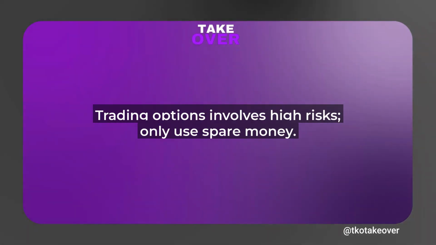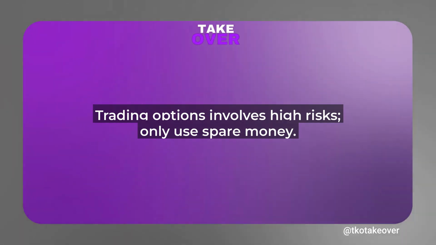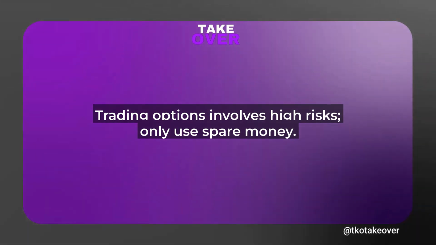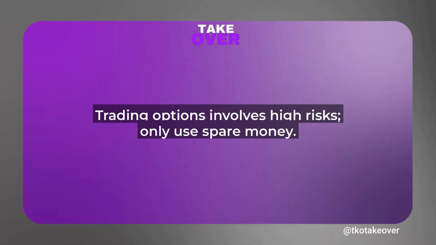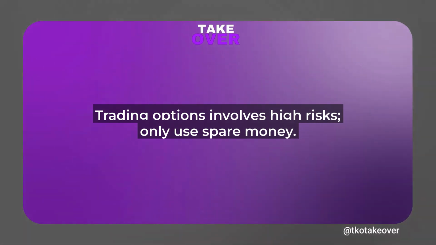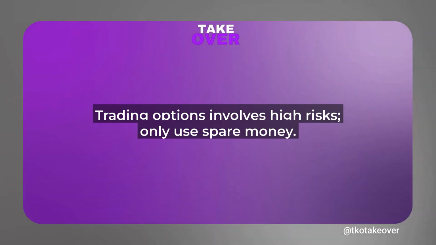First off, what exactly is an option? It's a financial contract that gives you the right, but not the obligation, to buy or sell a stock at a specific price before a set date. There are two main types: calls, which let you buy a stock, and puts, which let you sell it.